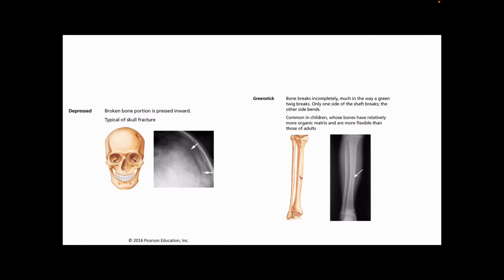Depressions would be common causes of, say, skull fractures, so blunt force trauma, car accident. The bone is typically pressed inward. And a greenstick break is one that happens a lot in kiddos, and this happens when the bone is actually still a little flexible, so it's an incomplete, little bit of a true fracture. It looks like when your windshield cracks or breaks a bit. Like a twig break is the thought behind it.